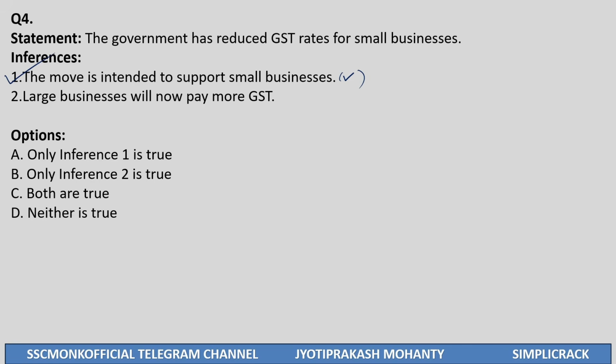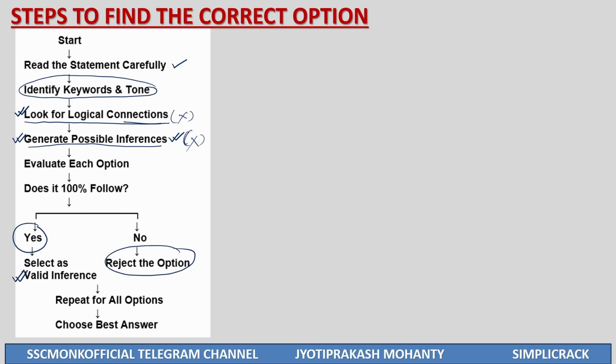Now, large businesses will now pay more GST. Is there anything about large businesses paying more GST? No. That means this inference cannot be logically driven from the statement. This is not the right inference. That means option A, only inference 1 is true. This is how, by using these two logics, we are answering everything: whether there is a logical connection and whether it can be a possible inference. Are you getting my point?